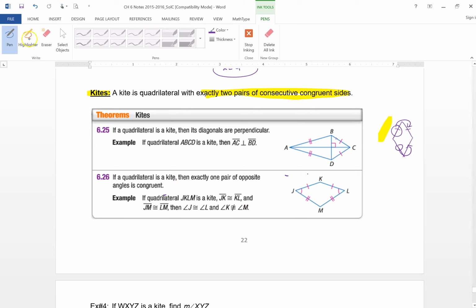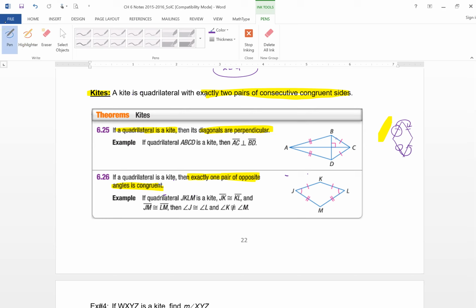So here is a theorem. If a quadrilateral is a kite, then the diagonals are perpendicular. All right. So don't mix that up with the rhombus, but for the kite it's the same. And if a quadrilateral is a kite, then exactly one pair of opposite angles are congruent. Just one pair. And usually, it's the included angle between the two non-congruent sides.